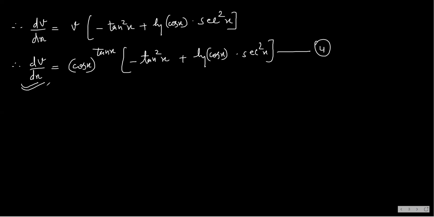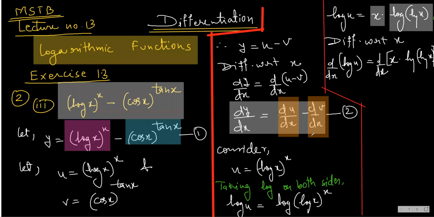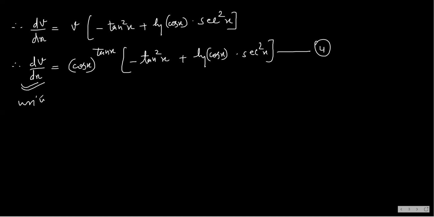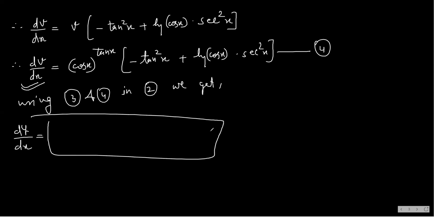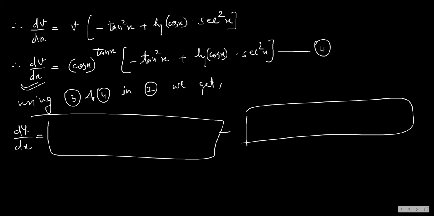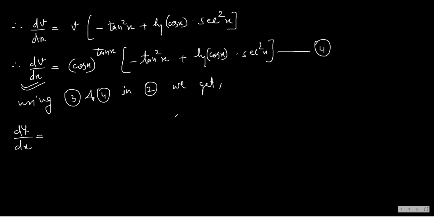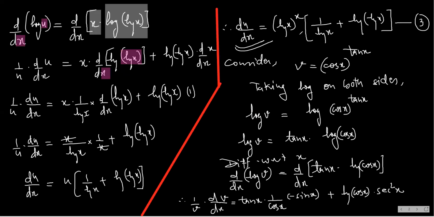What's the next step? The next step is you will write here, using 3 and 4, you will get dy by dx. So I write, using 3 and 4, you get dy by dx equals du by dx minus dv by dx. This is going to be a big answer, right?